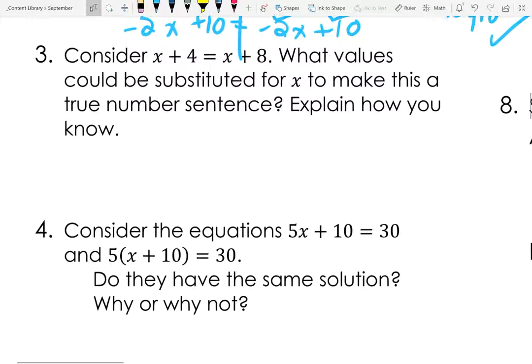So now let's consider number 3. Consider x plus 4 equal to x plus 8. What values could be substituted for x to make this a true number sentence? Explain how you know. So we are just going to go ahead and evaluate it. We're going to work it out and see what we get and then make a conclusion based off of that.